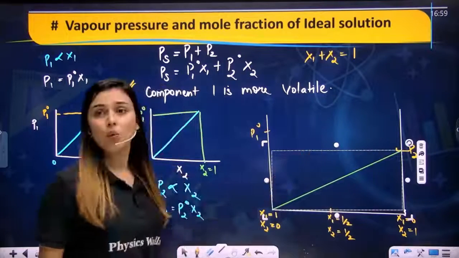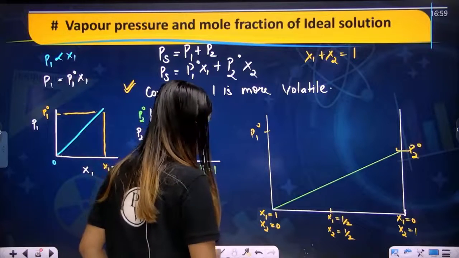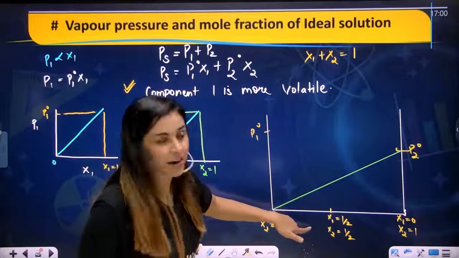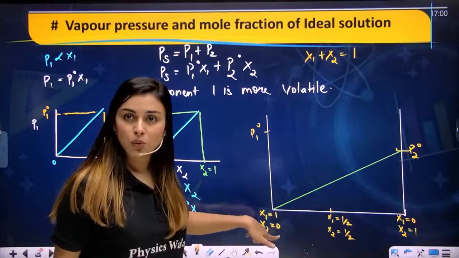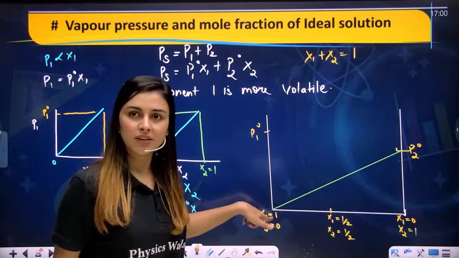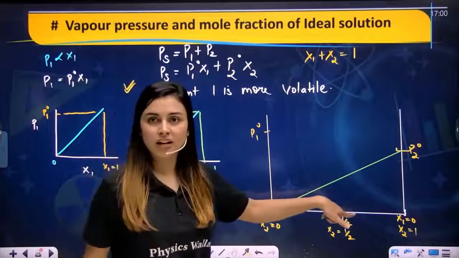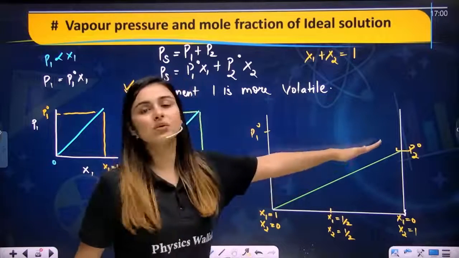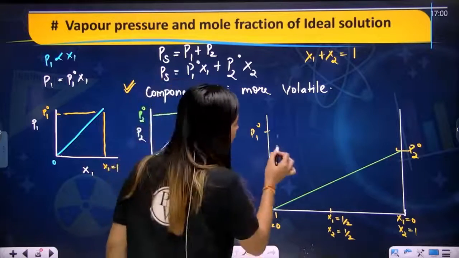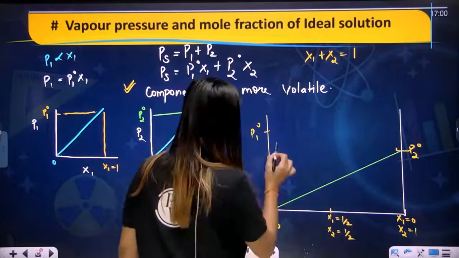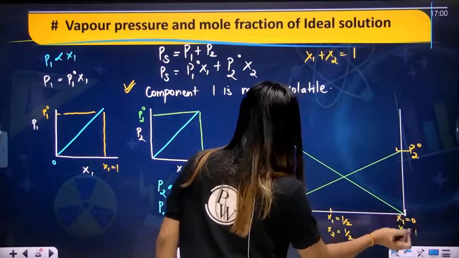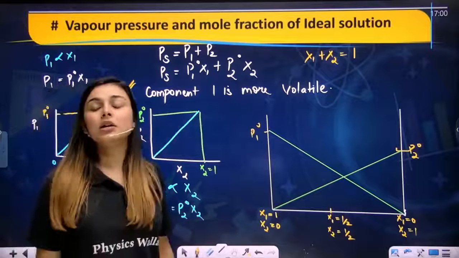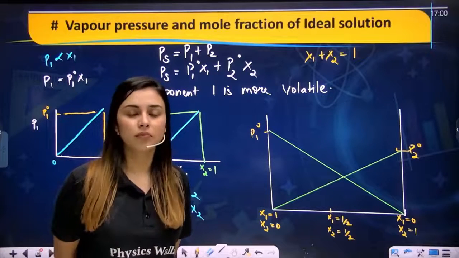If I join this, what am I showing here? See, my dear students, what am I showing here? I am showing here that as I increase the mole fraction of the second component, initially here it was 0, so it doesn't have any vapor pressure. As we increase the mole fraction, the vapor pressure keeps on increasing, right? So, my dear students, this is how you see this part. Okay. Similarly, if you join this, what can you say? You can say that as I increase the mole fraction of 1, I get the vapor pressure of the first component.